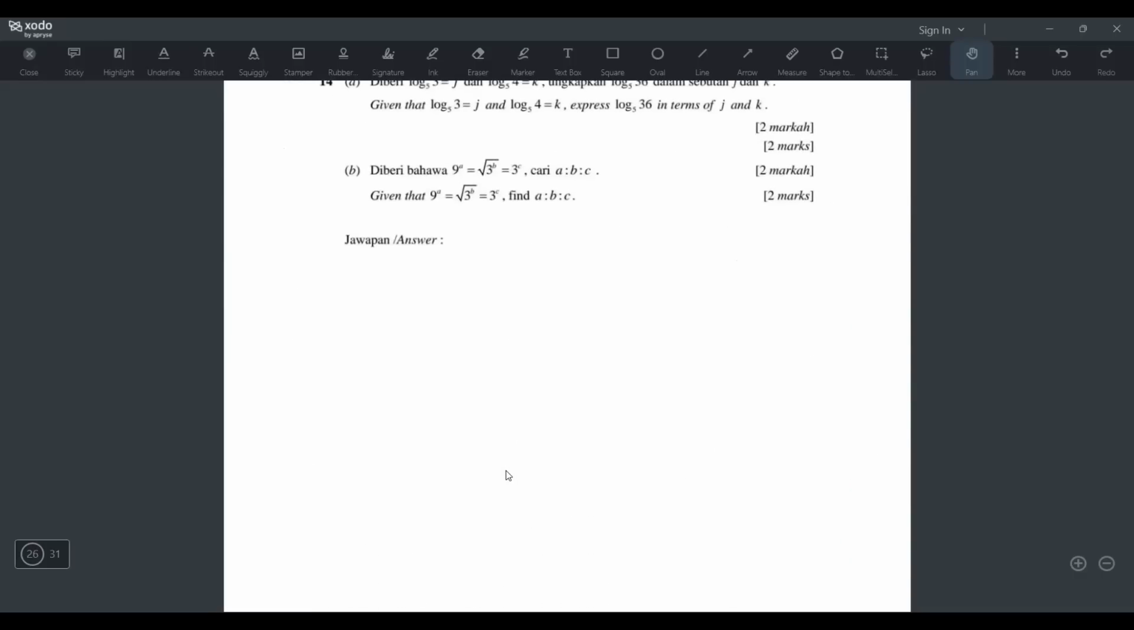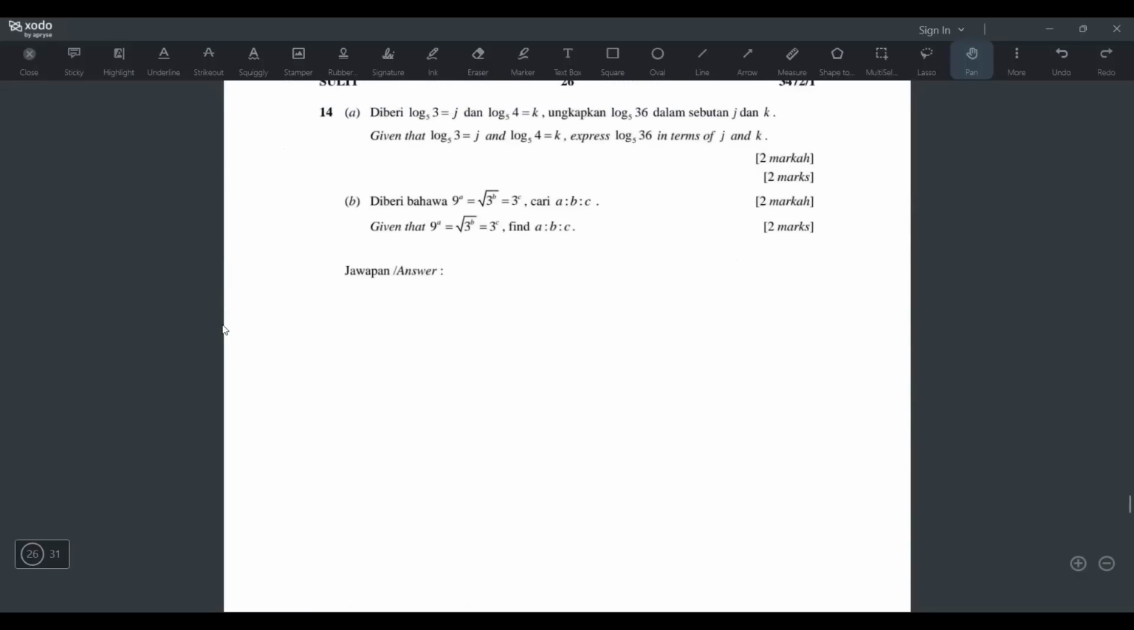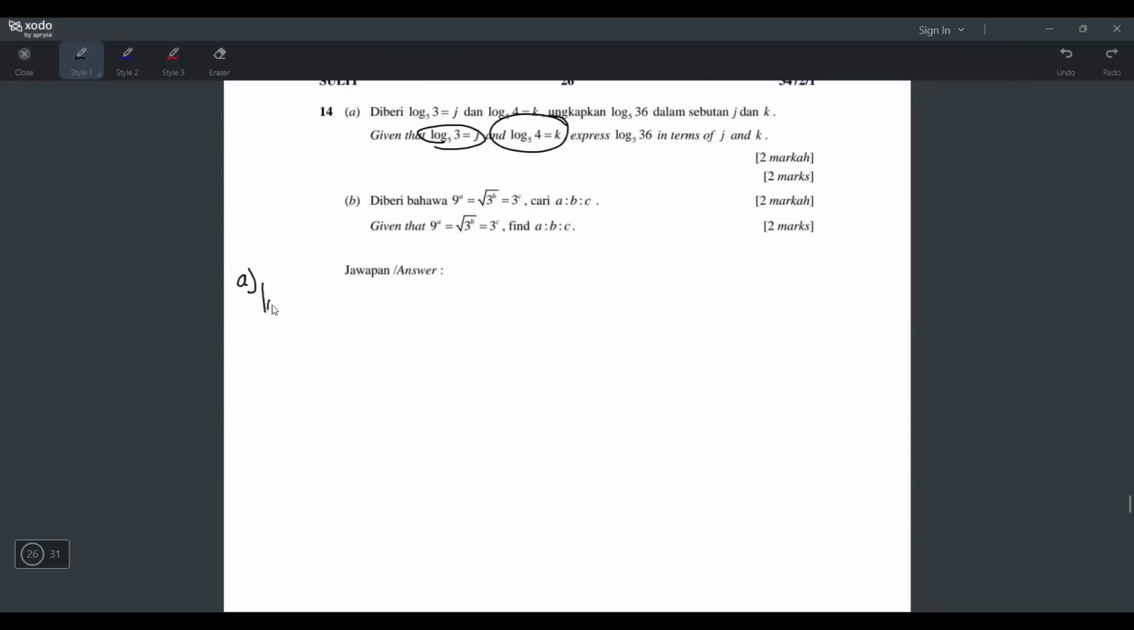Okay, let's do number 14. This is an indices log question, right? Because I see log already. Okay, soalan A. Given that log 3 base 5 is J, log 4 base 5 is K. Okay, both information is in base 5. That's what I noticed straight away.